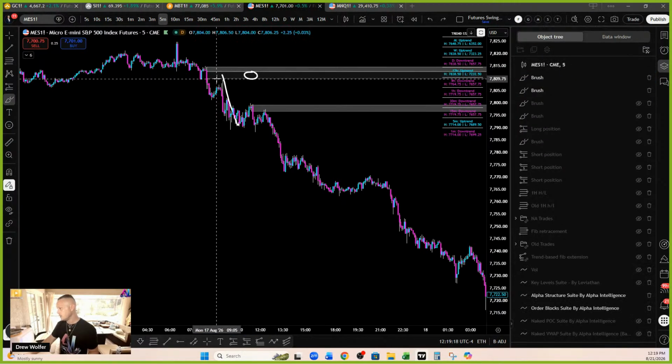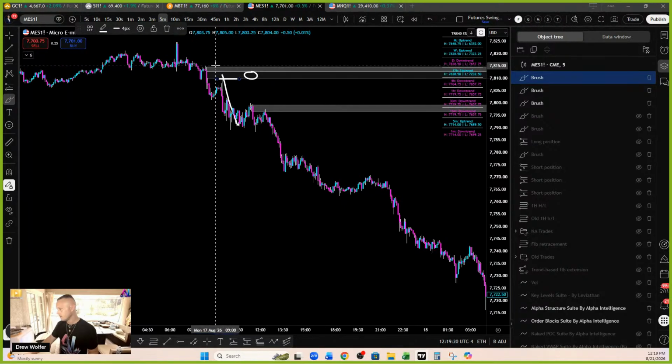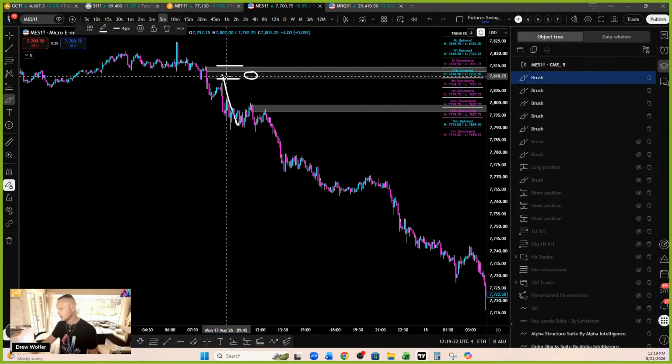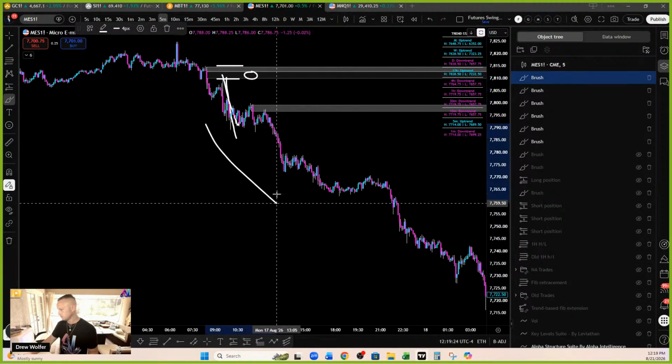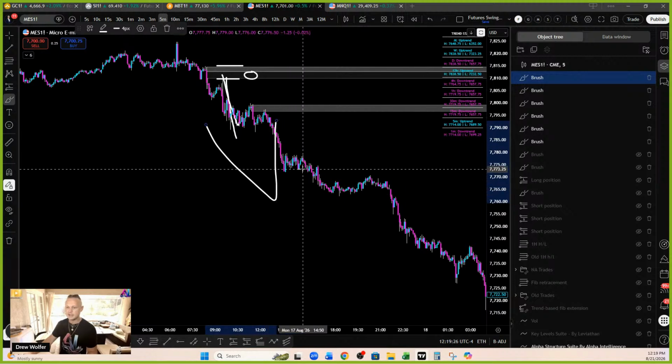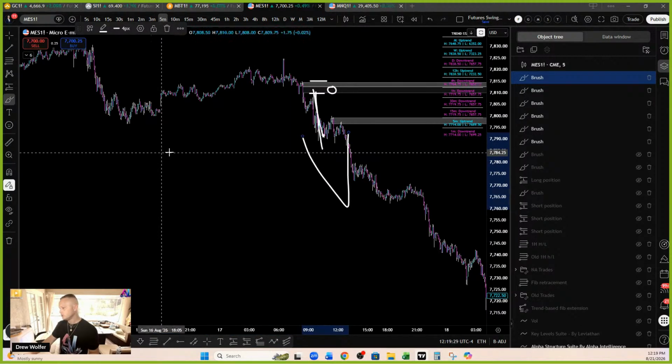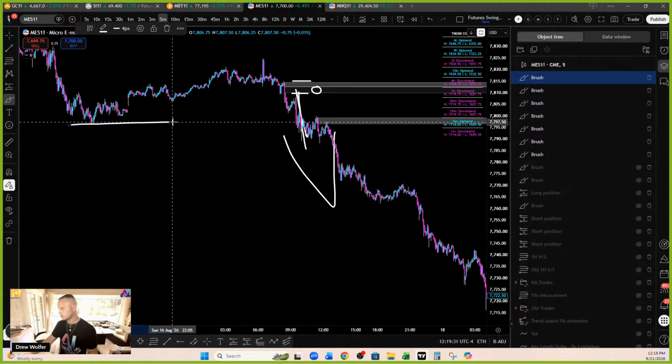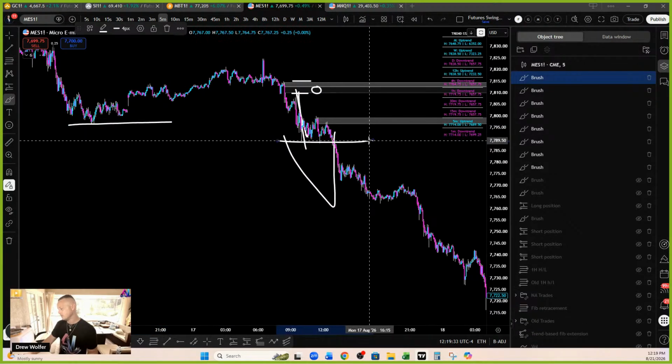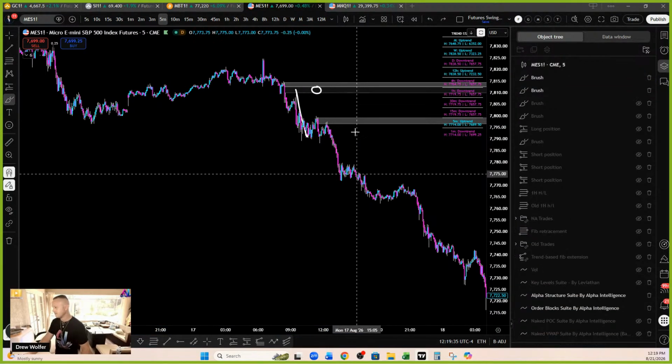So if you enter here, you place your stop loss outside of the order block, and then you just target the trending move. You just keep riding it if you want to, or if you're a day trader, you target the old lows. The old lows would have been right here, but I would have just kept riding the trend. This is a 5-minute chart.